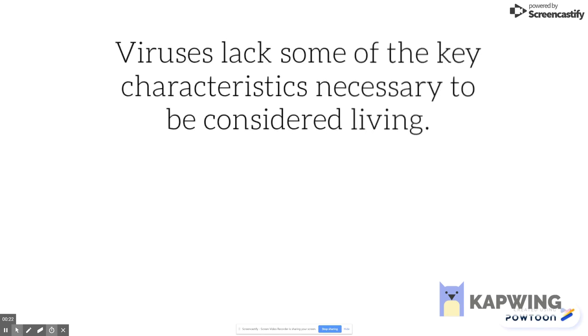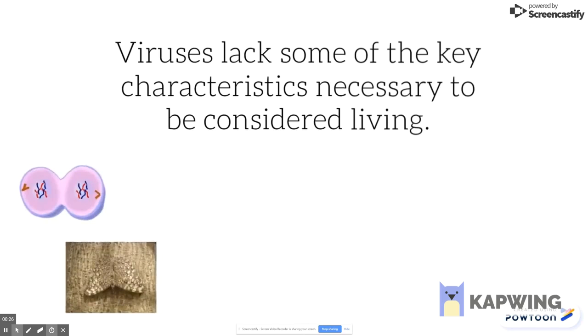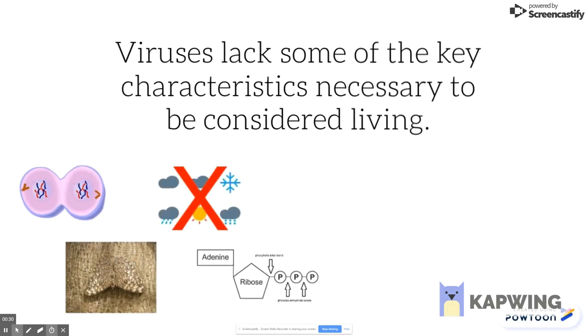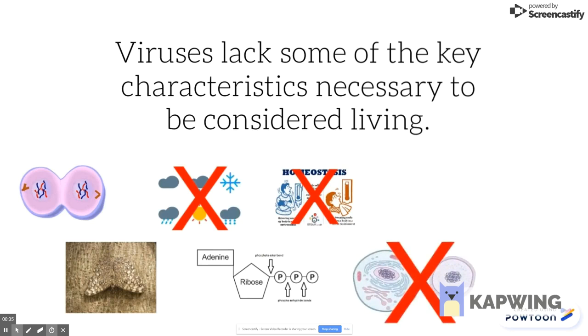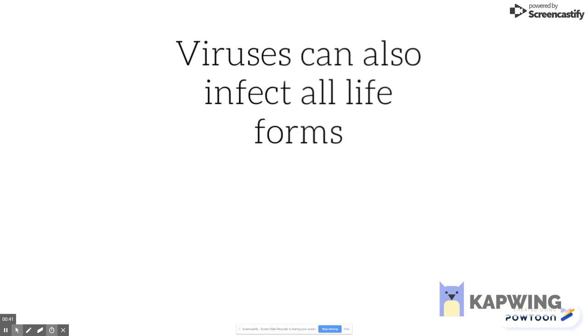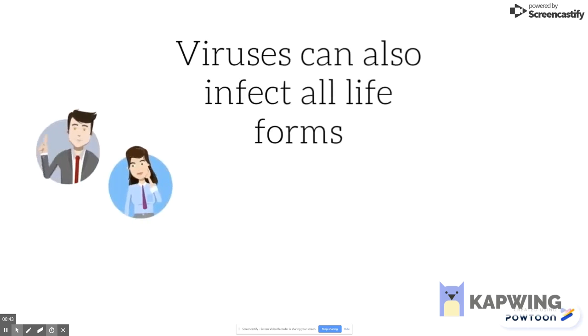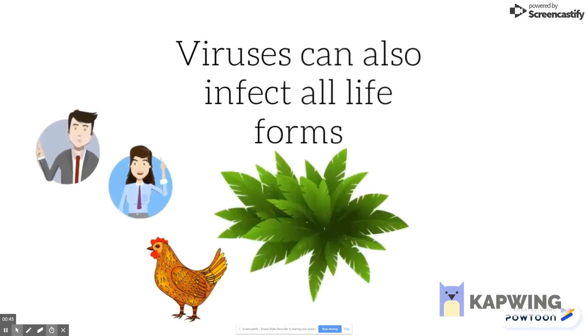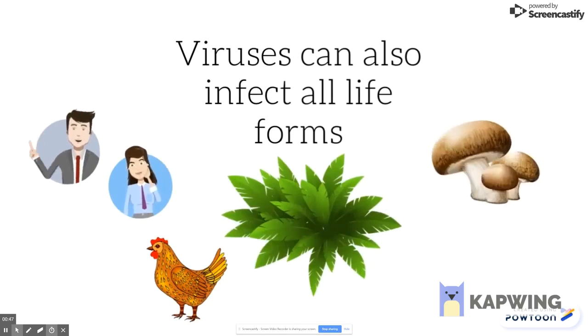A virus is not considered living because it lacks many of the necessary characteristics. These characteristics are reproduction, adaptations, reaction, energy, homeostasis, cell growth, development, and lastly, genetic code. They can also infect all types of life forms. This includes, but is not limited to, animals, plants, fungi, and even bacteria.